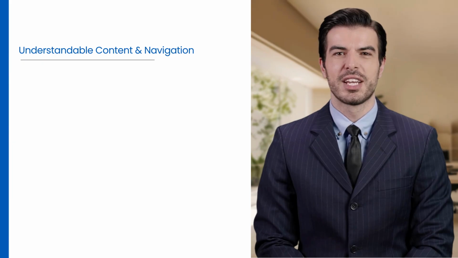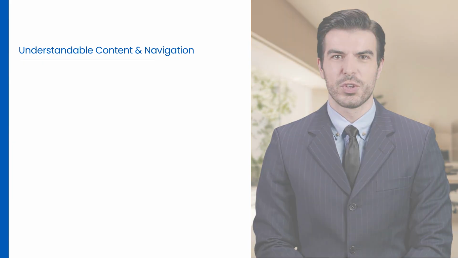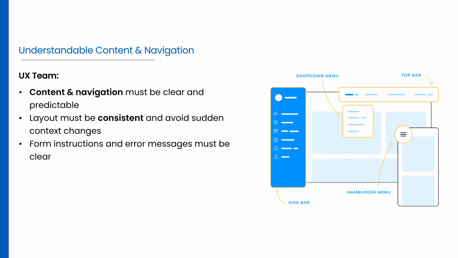Understandable content and navigation must ensure that users can easily predict and follow the system without confusion. The UX team must design content and navigation that are clear, simple, and predictable. Layouts must remain consistent across screens and must avoid sudden changes in context.